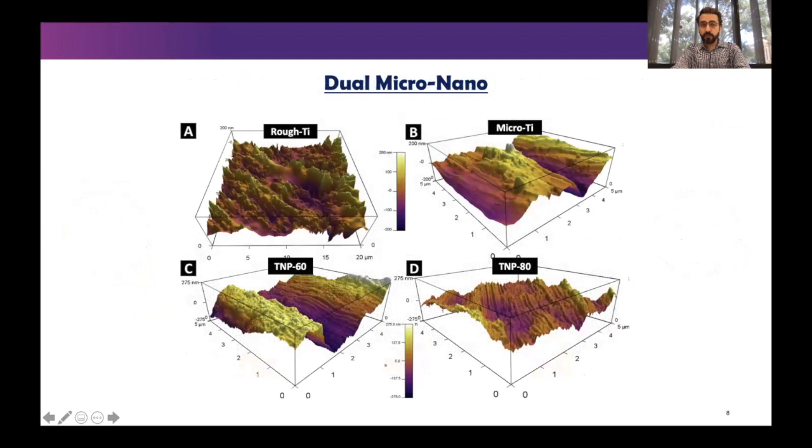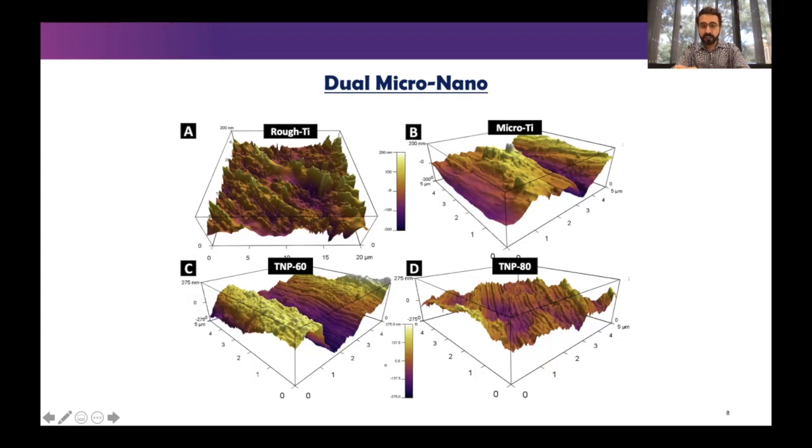Next, we did the atomic force microscopy, and you can see here the rough titanium is randomly rough, whereas the micro titanium is more micro machine in nature. Now, these two substrates, the rough and micro titanium, represent clinically used surfaces. And when we do anodization, we see that for the nanoporous substrates, it preserves the underlying micro roughness. Now, this is very important.